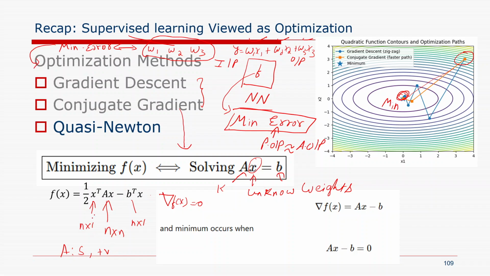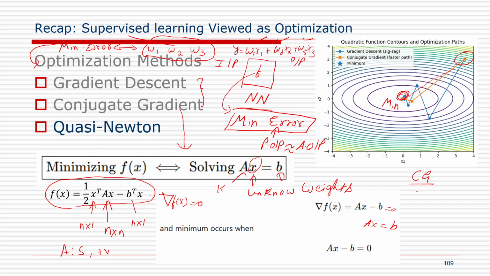If we take the matrix A as a symmetric matrix and it is positive definite, and now when we try to find the differentiation of f of x, when we differentiate this with respect to x, we will get Ax minus b. Now when we equate this to 0, it becomes Ax equal to b.